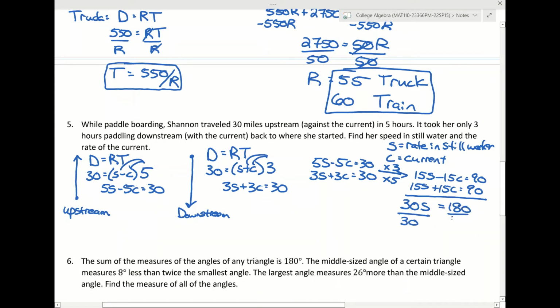Dividing by 30, we get S is equal to 60. That's the speed in still water. Oh, not 60. Not 6. Can you imagine 60 miles an hour on a paddle board? 180 divided by 30 is 6. Right? 6 miles per hour.